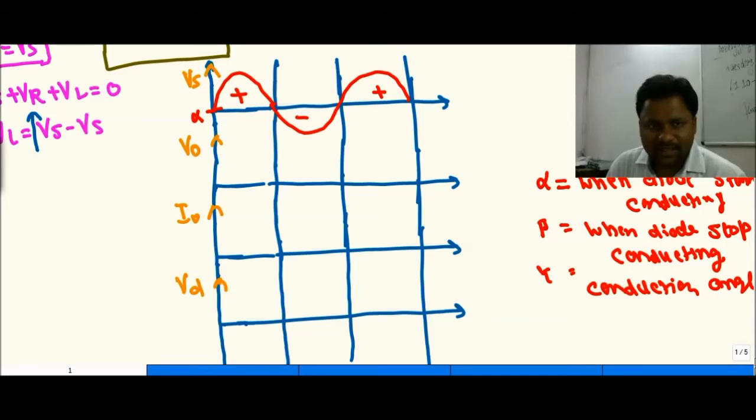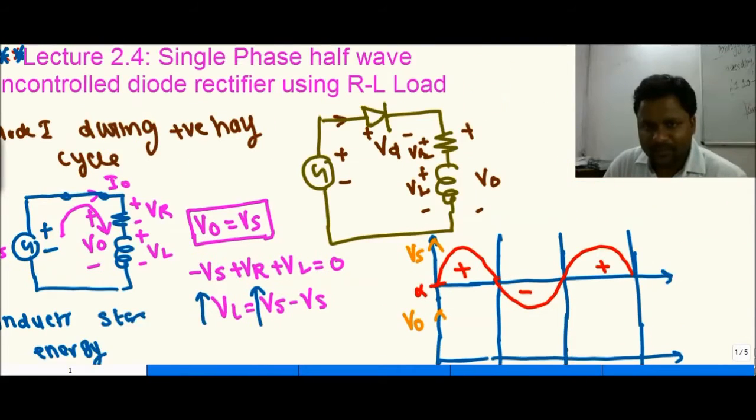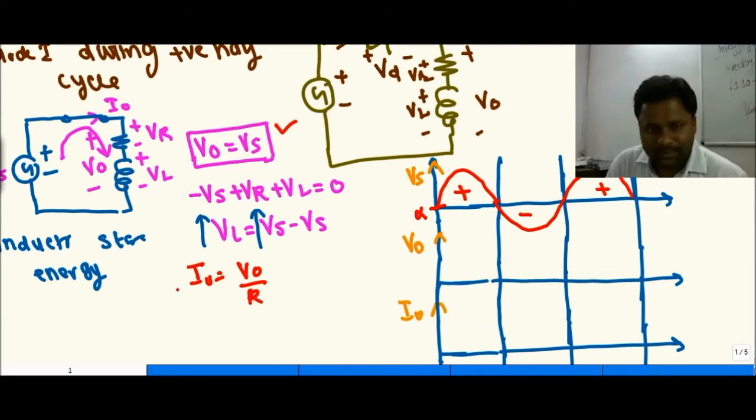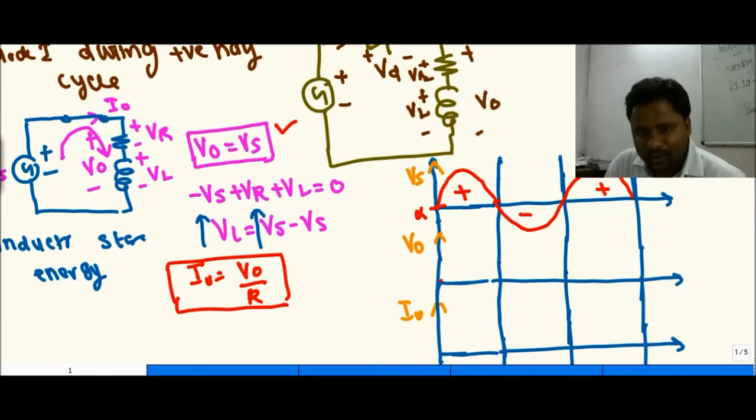When the diode starts conducting, the inductor tries to store energy, and the output voltage is equal to Vs. The output current in this case is I0 equals V0 divided by R. If we draw the waveform for output voltage, it is basically the input voltage, and energy is stored in the inductor, and the current flowing in the inductor is going to be like this.